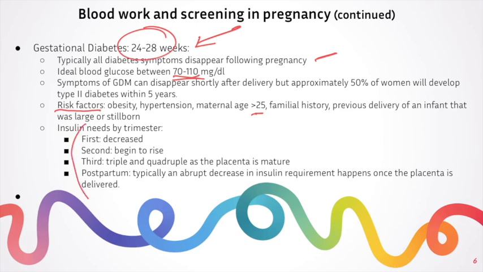This will list the insulin needs by the trimester. So you see in the first trimester, you don't need as much insulin. But then as the fetus begins to get bigger and larger and grow, you'll see the insulin needs keep rising and rising, okay? Until the client delivers, then there's going to be an abrupt decrease in that insulin requirement.